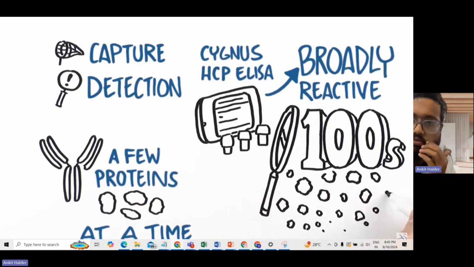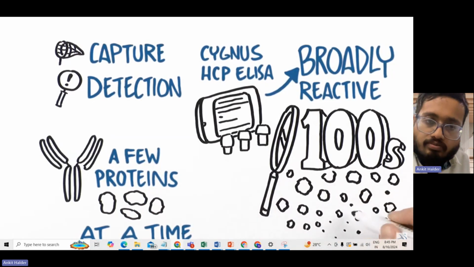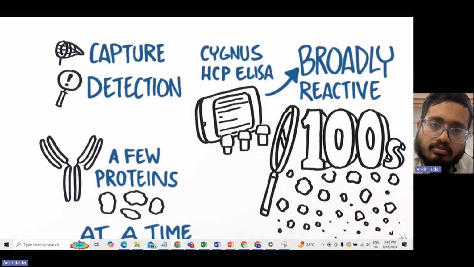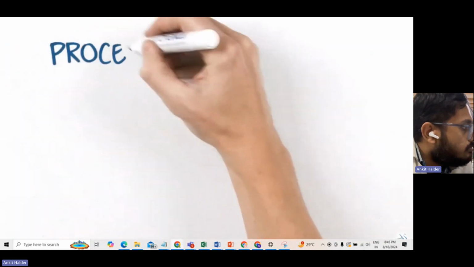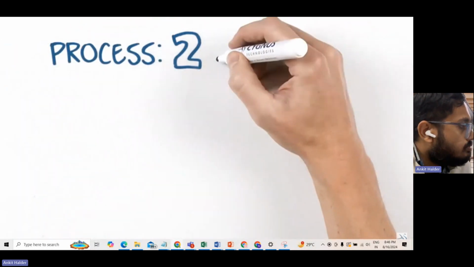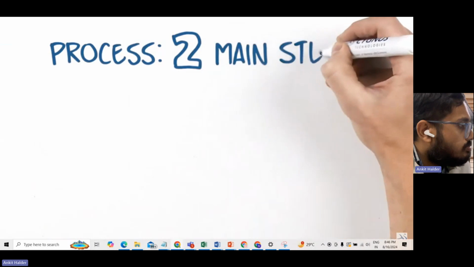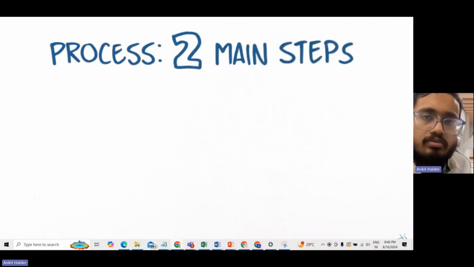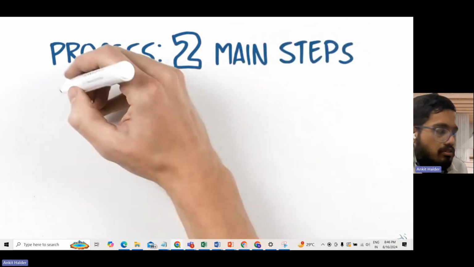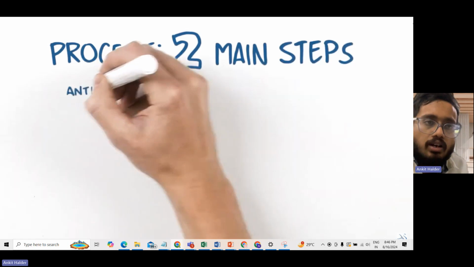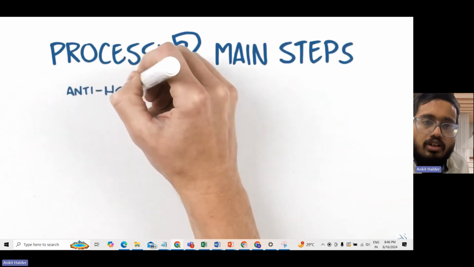But before we get too far ahead, let's walk through how this process actually works. The assay itself consists of two main steps. You will need to ensure that the final dilutions can be assayed.